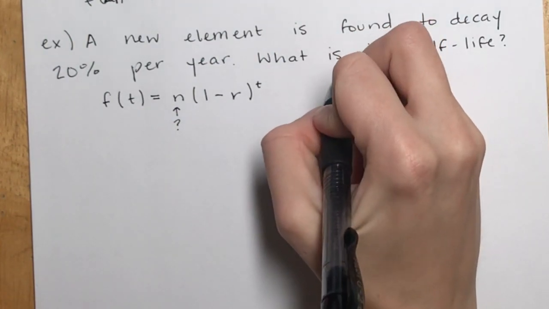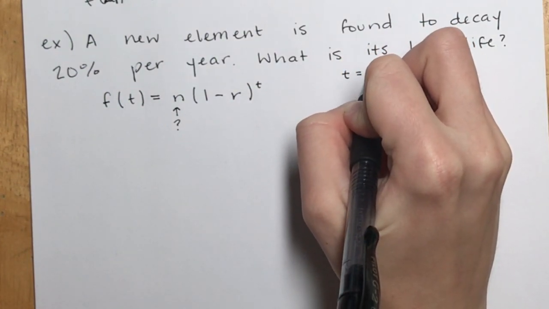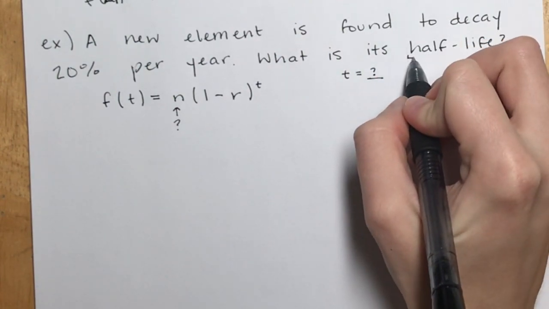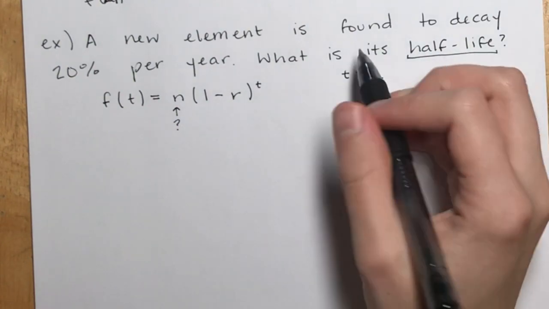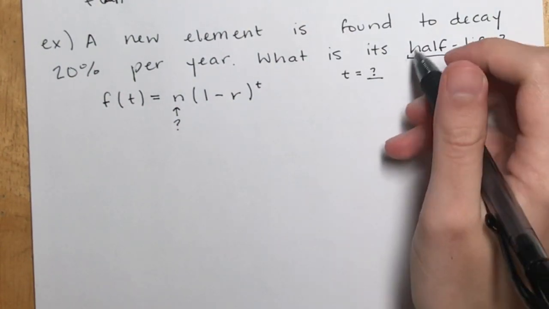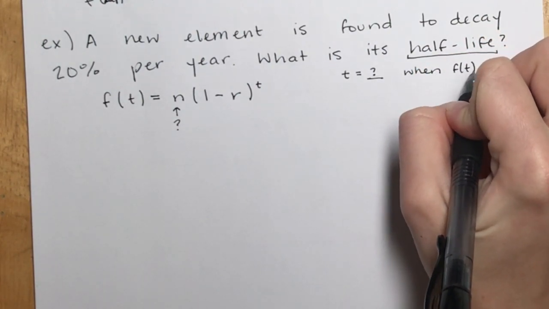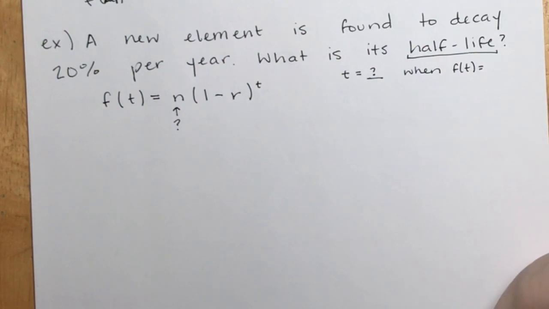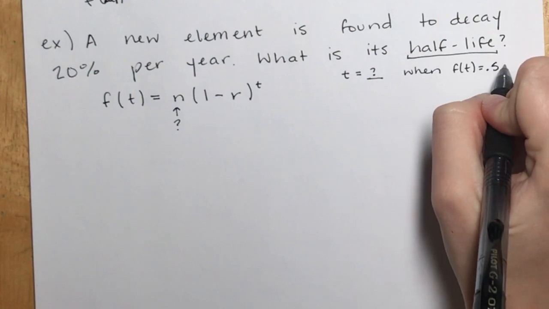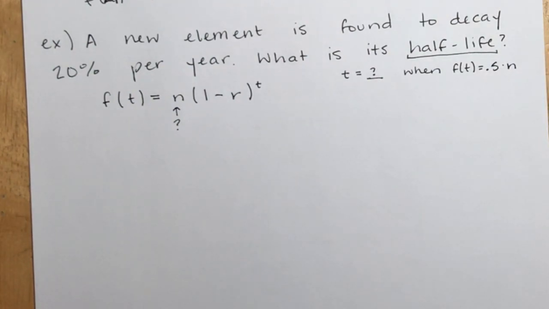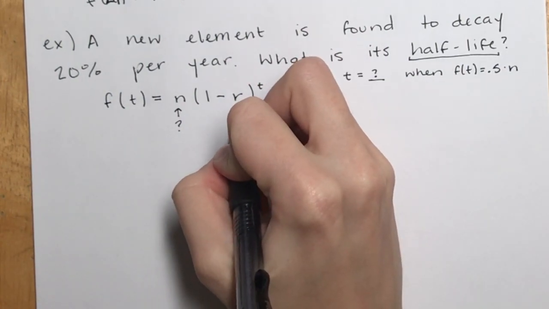Let's think about it. We're looking for a time, right? Half-life is the amount of time it takes for something to decay by 50%. So time, when what is true? When our amount is half of what we started with, so 1/2 or 0.5 of our initial. It's okay that we don't know what our initial is right now. What is r?